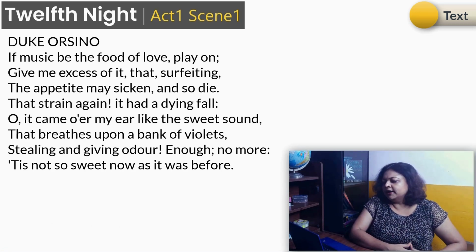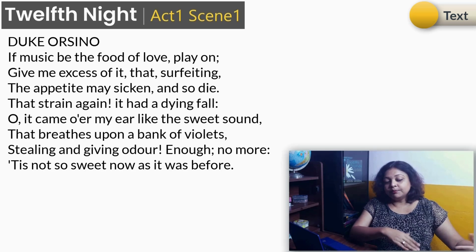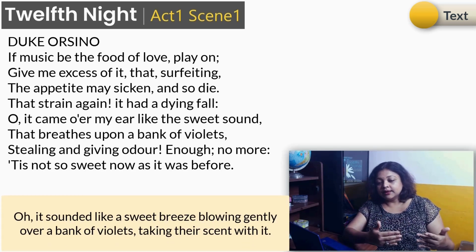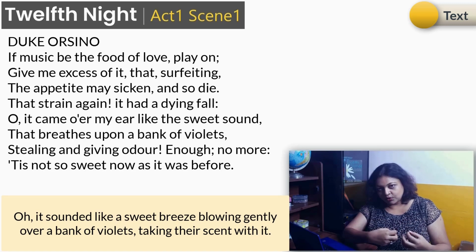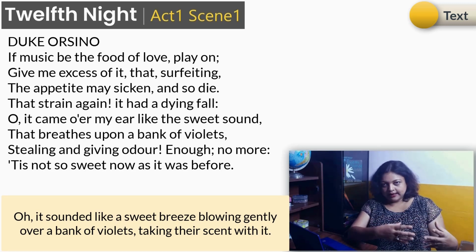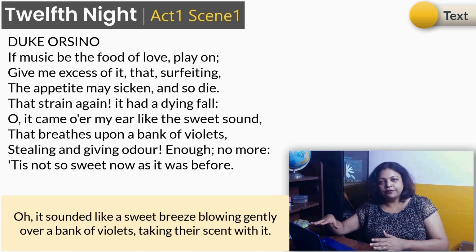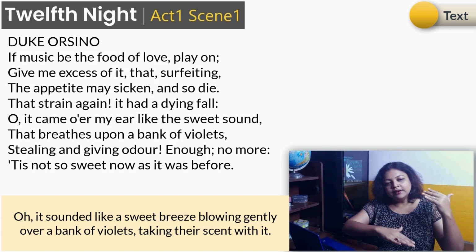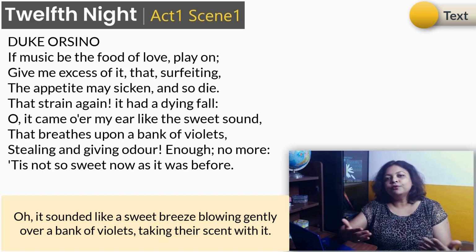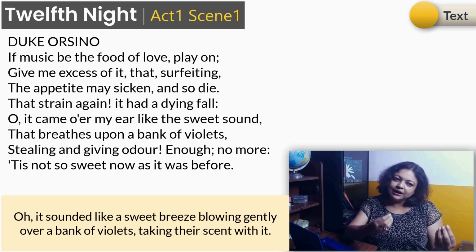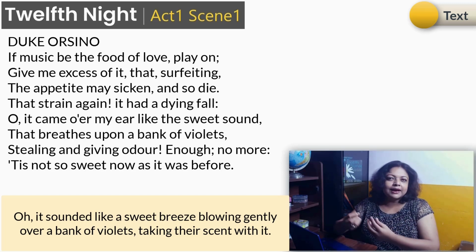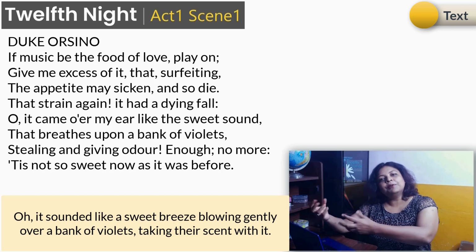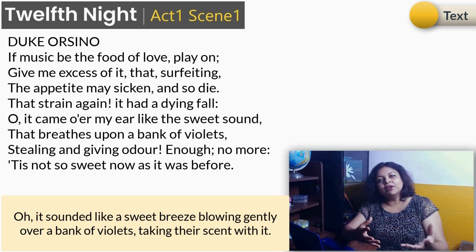"Oh, it came over my ear like the sweet sound that breathes upon a bank of violets, stealing and giving odor." So that music from those instruments is having a certain effect on him. What effect? Just as the wind passes over a bed of flowers, violets here meaning flowers, the flowers give out that beautiful fragrance, odor. But it feels as if the wind is stealing that scent from them and also spreading it out. So, stealing and giving odor.